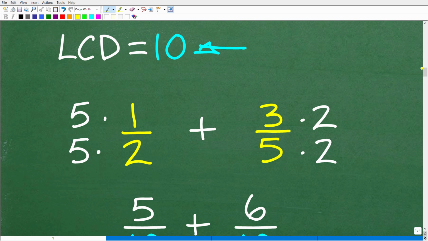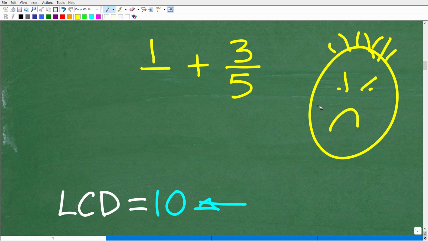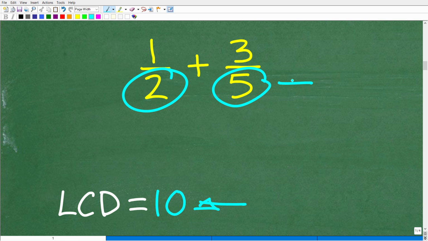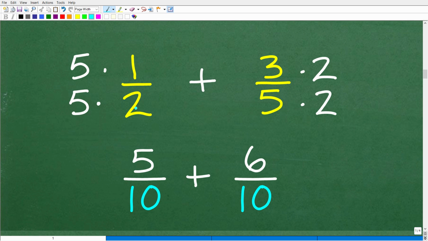So the LCD is 10. What does that mean? Well, it means that we want to rewrite our fraction here, which is 1/2 plus 3/5. What we want to do is change the denominators such that the denominators are 10. Okay, so that's what it means to find the LCD. So how do we do that? Well, we need to write equivalent fractions. All right, so how do we change a 2 into a 10? Easy. Just multiply it by a 5.